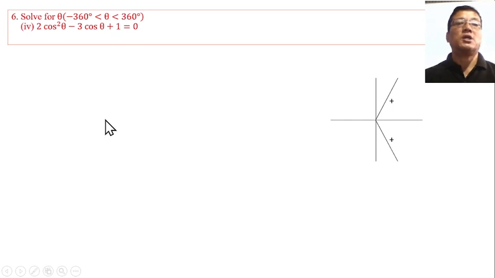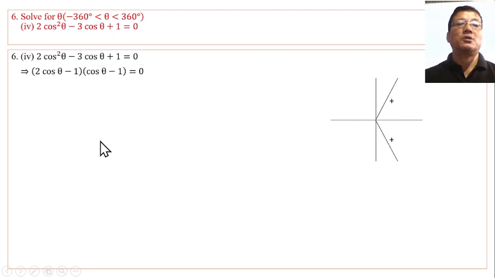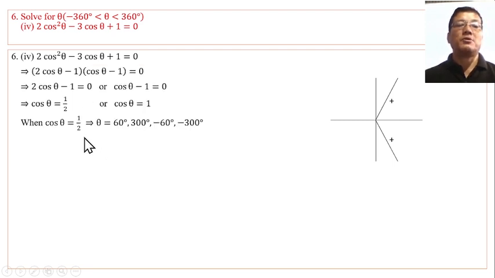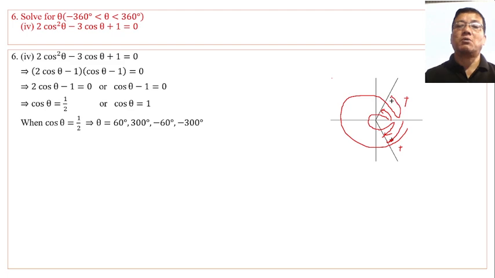Quadratic equation in cos theta, cos theta is treated as the variable. Factorize, we get the value of cos theta. Cos is plus half, which quadrant? Cos is plus half, let's see, then 60 degree, then minus 60 degree, minus 360 plus 60.